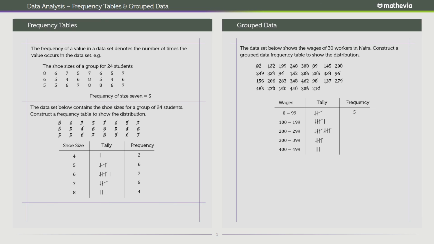Basically, for 0 to 99, you have 5 occurrences, so the frequency there is 5. And then for numbers between 100 and 199, we have 7, and then we have 10, we have 5, and we have 3. And that is how you construct a grouped data frequency table.